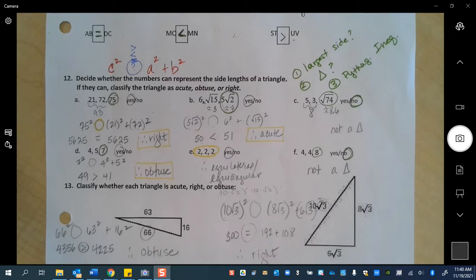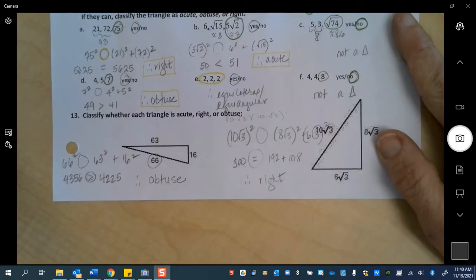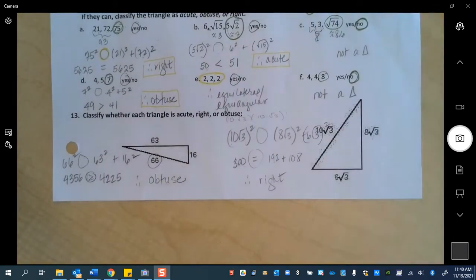What else you got? For number 13, classify acute, right, obtuse. Putting that again through Pythagoras. And again, I'm always going to put my C on this side. So if C is bigger, it's obtuse. If C is equal to, it's right. If C is smaller, it's acute.